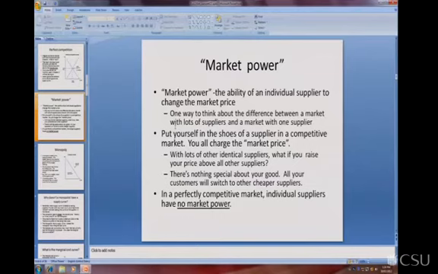So again, that's this idea of market power. In a very big market with lots of sellers who are all selling essentially the same good, you can't change the price, because if you do, you'll lose all of your market. So your customers will switch.